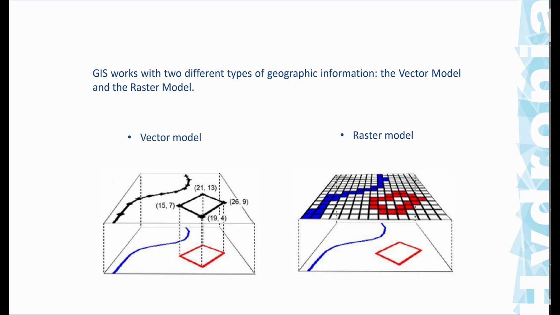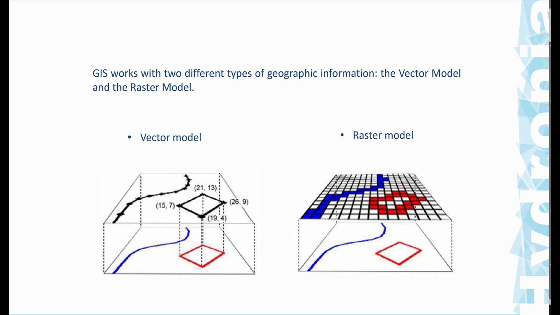The vector format is more applicable to when you want to represent discrete information, or let's say lines or polygons, or attributes associated to lines, points, or polygons, while the raster format is better suited to represent continuous information like surfaces or that type of data.